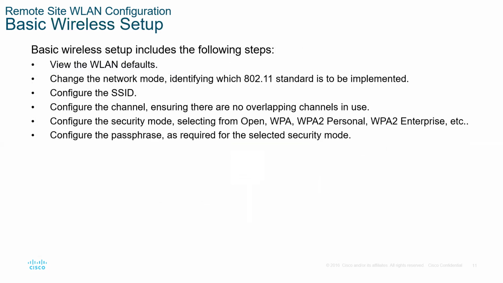Basic wireless setup includes the following steps. View LAN, wireless LAN defaults, change the network mode, identifying the 802.11 standards, configure SSID, configure the channel, ensuring no overlapping channels, configure the security mode, selecting open, WPA, WPA2, personal and enterprise, configure the passphrase.